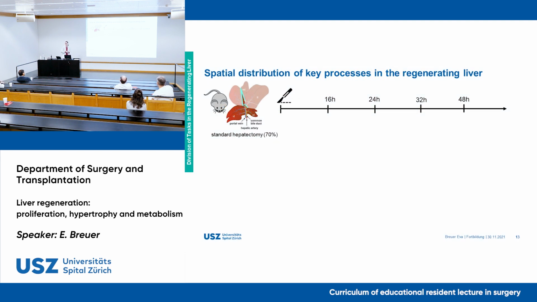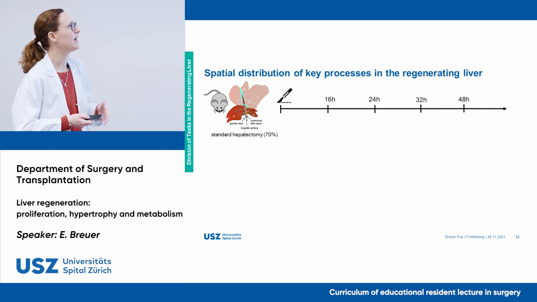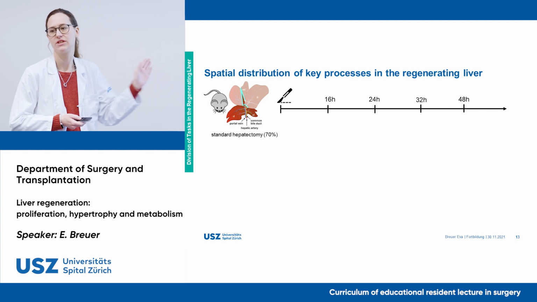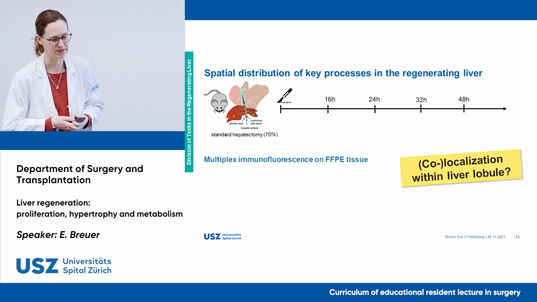How do we do this research? As I said before, we have these different animal models, and this is, for example, the standard hepatectomy, and we operate these mice, and then we take the tissue and analyze the sera and the tissue after several time points after these hepatectomies. Standard, but also extended hepatectomies.